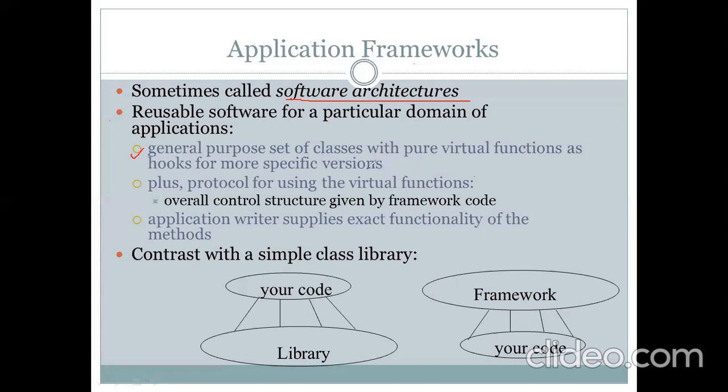Then there are protocols for using these virtual functions, and the overall control structure is given by the framework code. Then the application writer supplies the exact functionality of the methods. So these are some advantages of using an application framework, and these are the functionality provided by it.